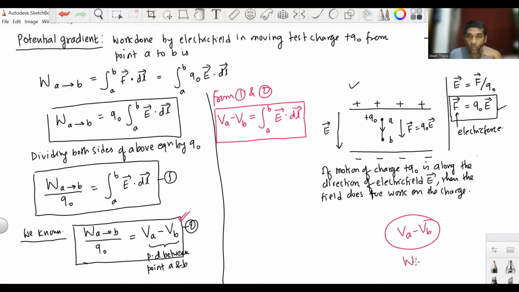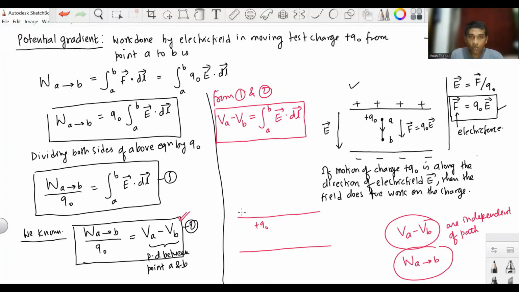and work done in moving positive test charge from A to B are independent of the path, that is, we can bring test charge plus Q naught. So I'm drawing in this way. We can bring test charge plus Q naught from A to B following any path. We can have this path, or we can have this path, or we can have any path. So for convenience, I'm taking a straight path from A to B.